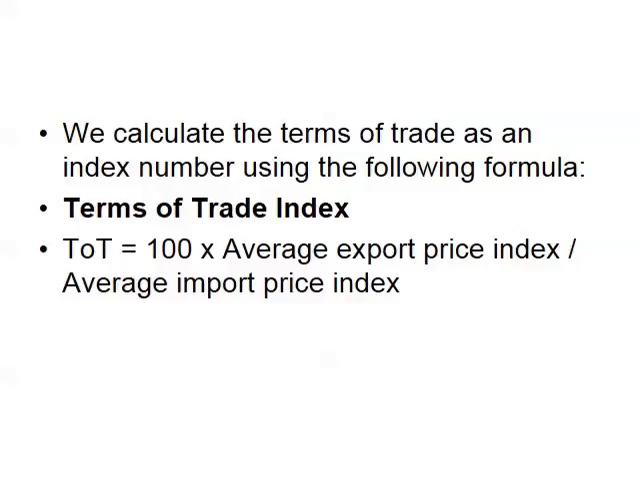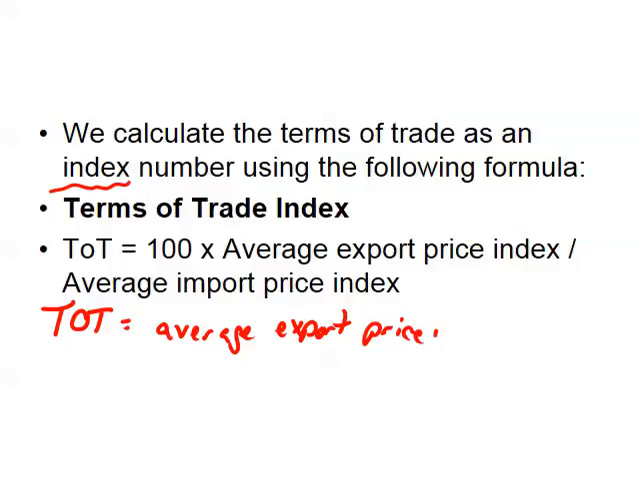We calculate the terms of trade as an index number. So I want to emphasize that we're dealing with an index. When we deal with an index, we multiply by 100. Now I just want to rearrange this formula. Terms of trade equals average export price index, and you'll be given it, so you won't have to calculate it, or at least I've never seen a case where you have to calculate it.